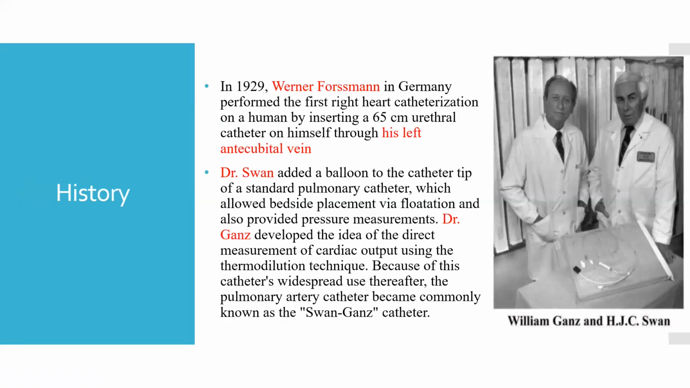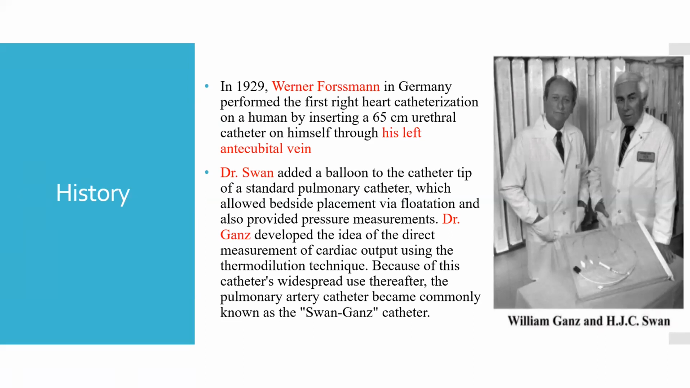Werner Forssmann was a surgical student in Germany in 1929. He performed the first right heart catheterization on a human by inserting a 65 centimeter urethral catheter on himself, accessing his left antecubital vein.